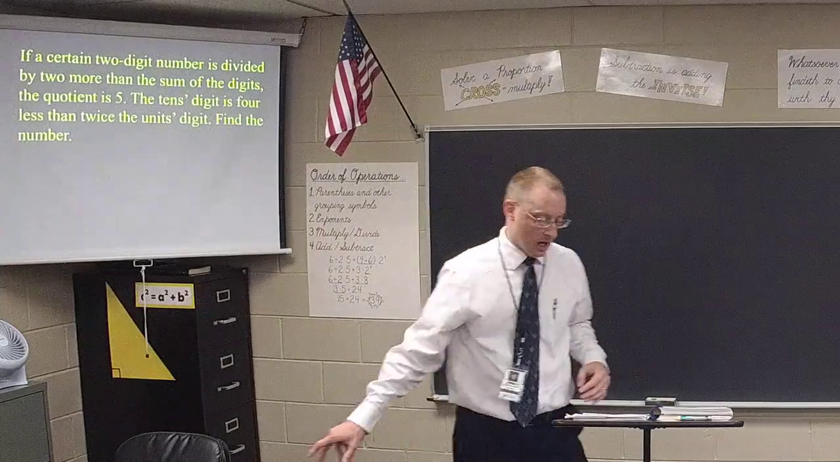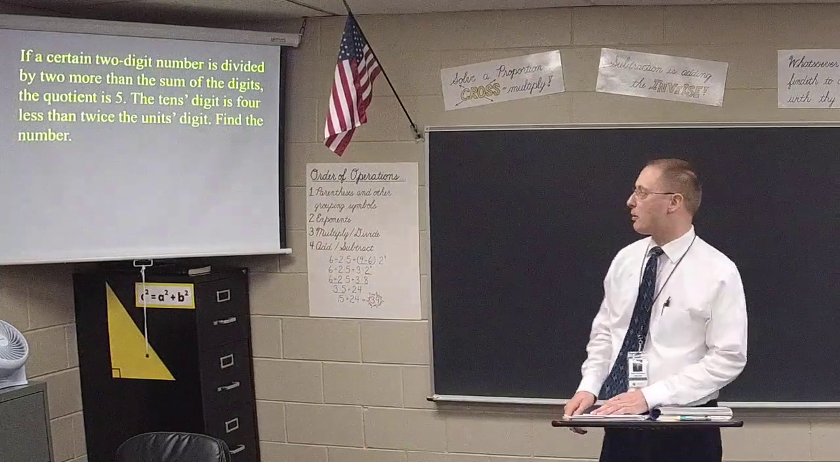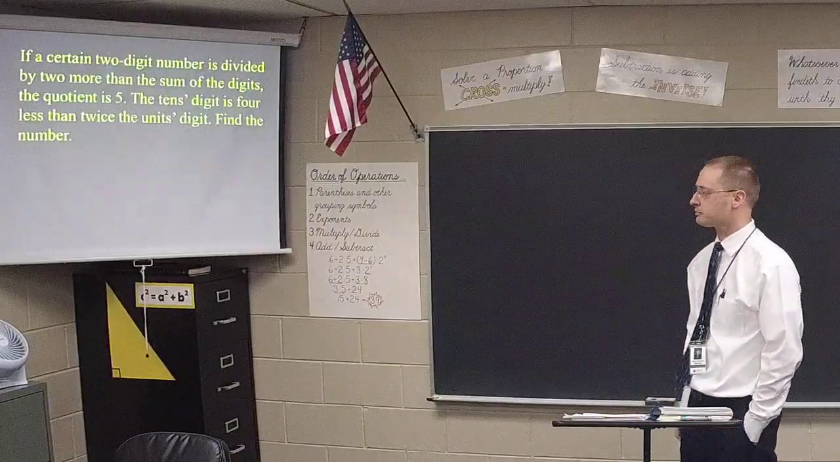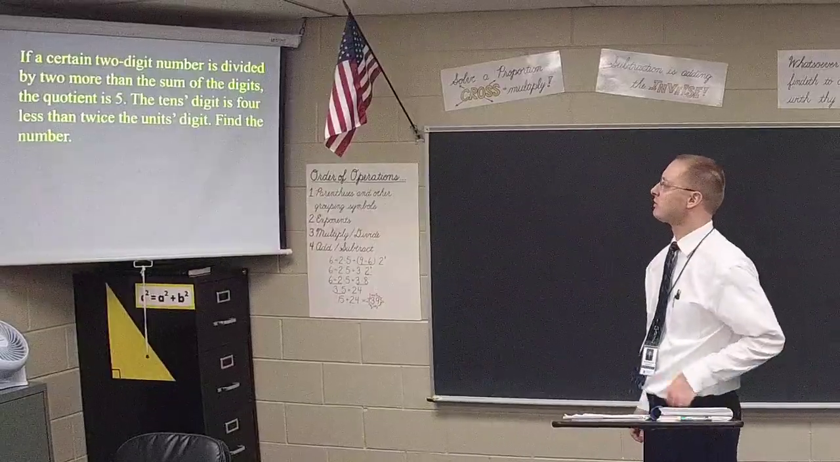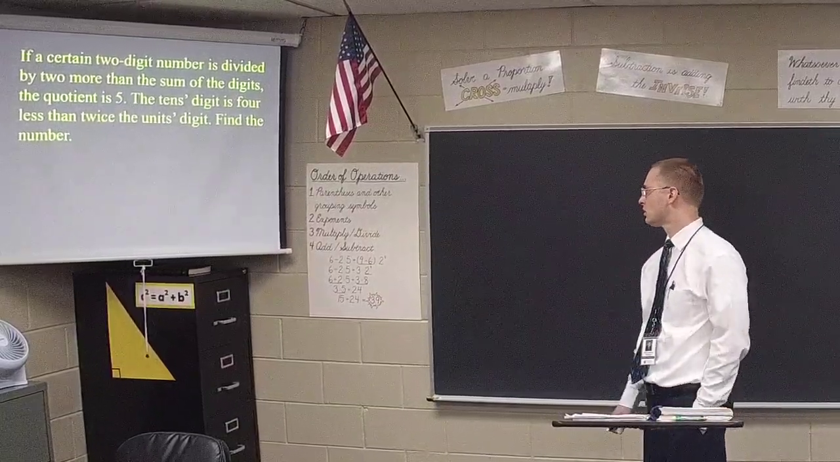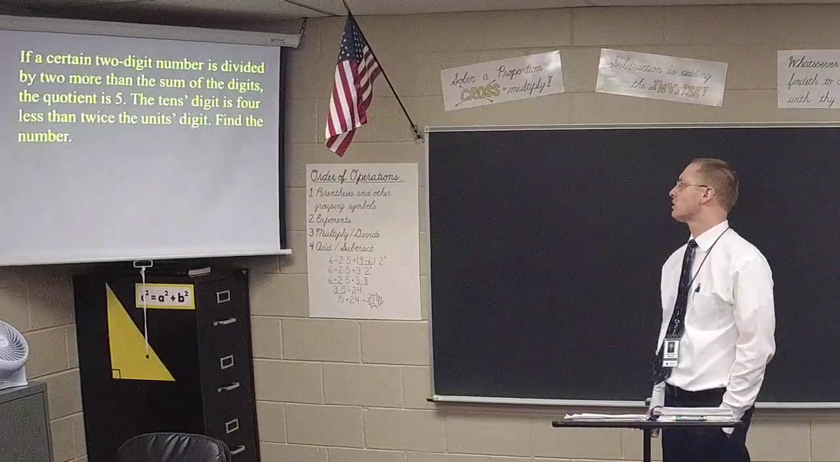All right. Let's begin by taking a look at the word problem on the screen. Go ahead and read this word problem for us, if you would, Noah. A certain two-digit number is divided by 2 more than the sum of the digits. The quotient is 5. The tens digit is 4 less than twice the units digit.